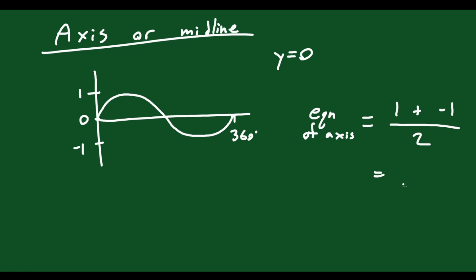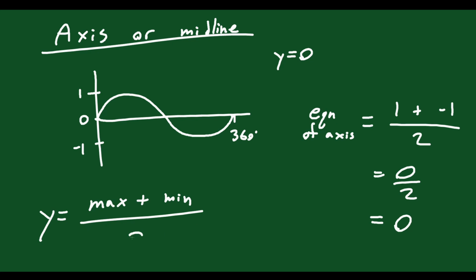Well, 1 plus negative 1 is 0. 0 divided by 2, and that's 0, right? So y equals 0, just like we said. So in general, you could say that the equation of the axis is, let me write out a nice equation for this, y equals maximum plus the minimum divided by 2. This is the equation of the axis or the equation of the midline, whatever you wish to call it.